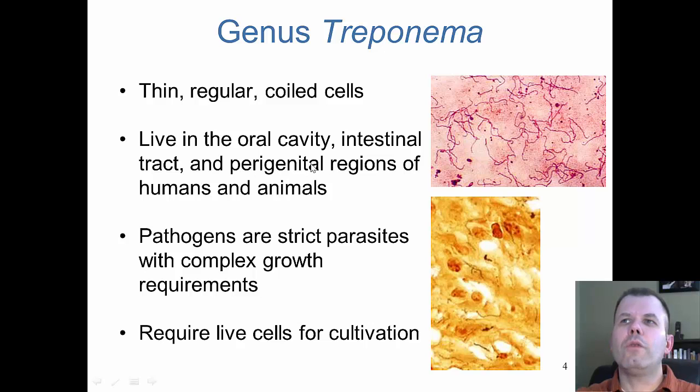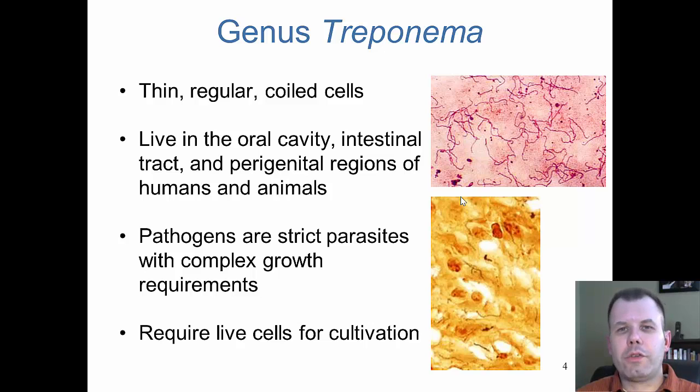All right, so first group is Treponema. Here you can see a gram-negative stain, so they're gram-negative and they look like very long rods, but they're actually spirals. They live in the oral cavity, intestinal tract, and perigenital regions of humans and animals, and so you see them in different spots. The one we're going to be talking about the most is the one found in the genital tract, because that's the one that causes syphilis.